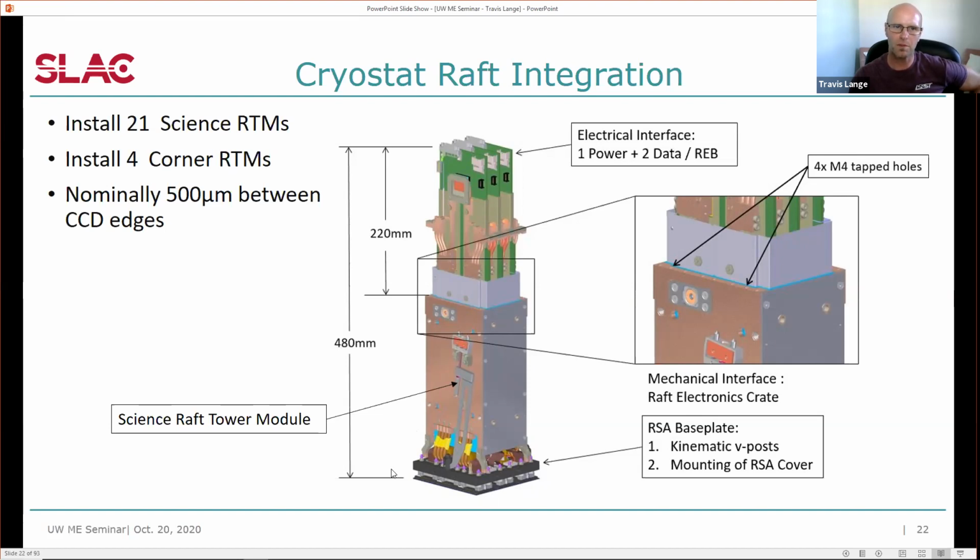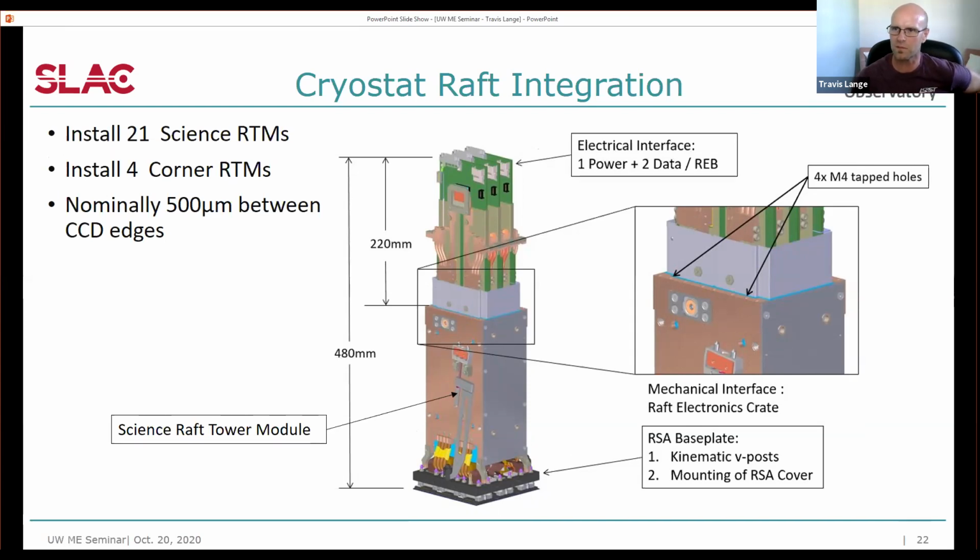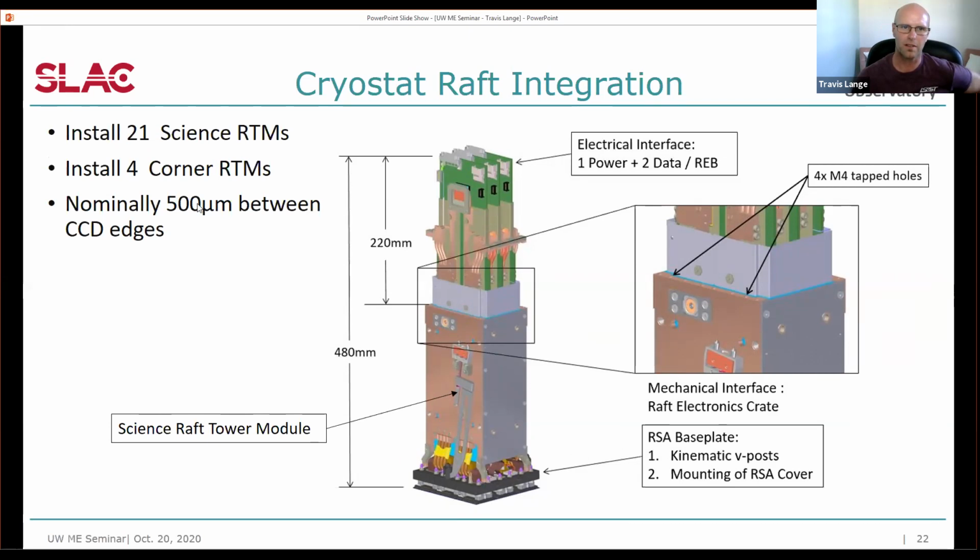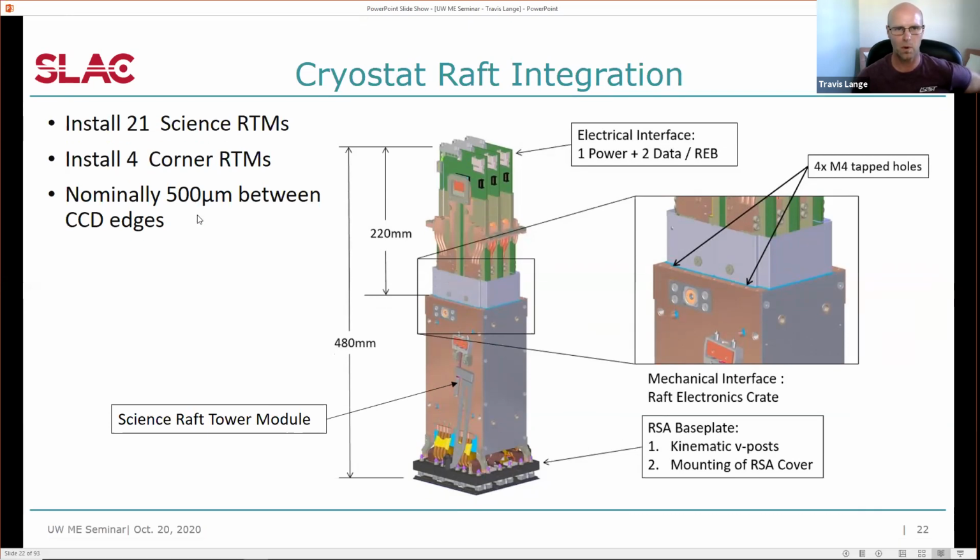When we put them into the cryostat, the gap between the edge of the sensor being installed and the ones that might already be installed is only 500 microns. That's roughly 4 hairs width between sensors. So it's a very small gap between these sensors, and they're extremely fragile and very expensive.